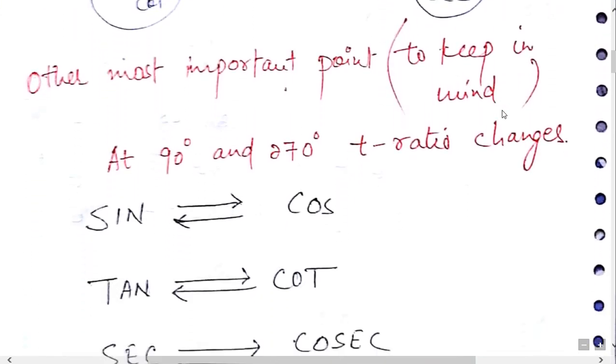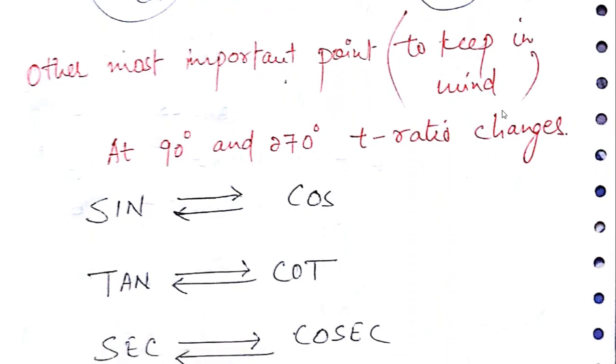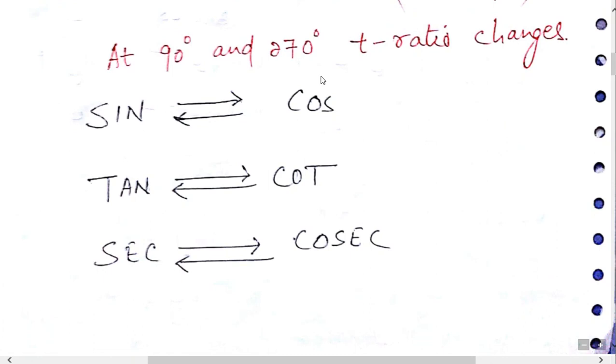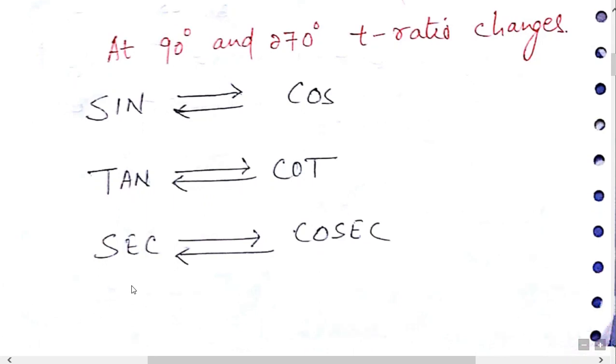Another most important point to keep in mind: at 90 and 270, the trigonometric ratio changes when we move the angle from 90 or 270. Sine is converted into cos and cos into sine. Tangent into cot and cot into tangent, secant into cosecant and cosecant into secant. These are the basic conversions.